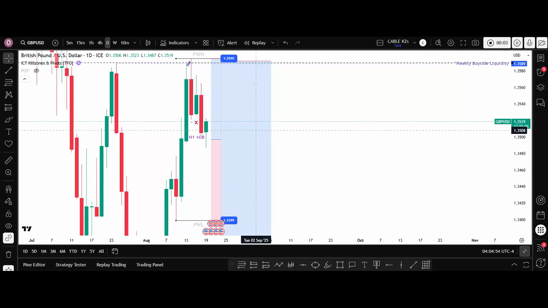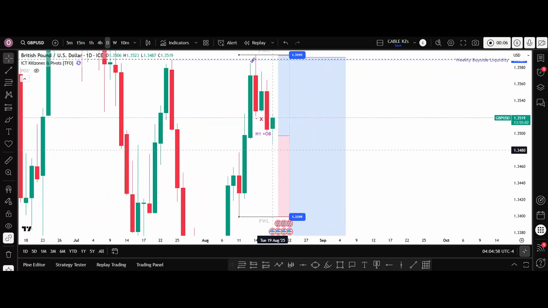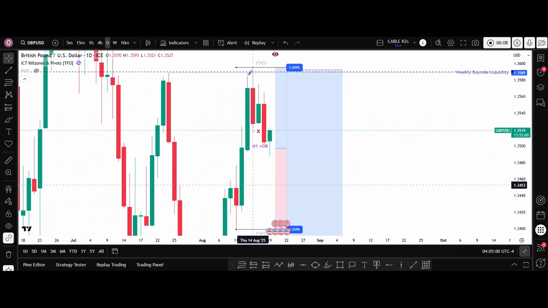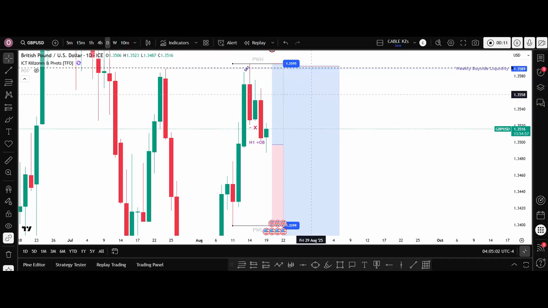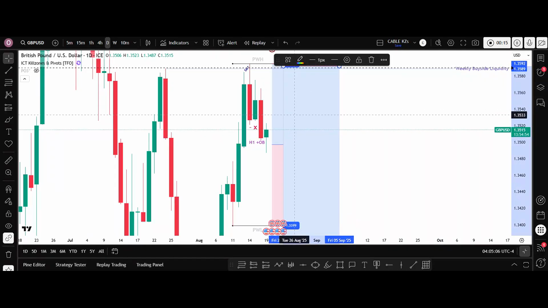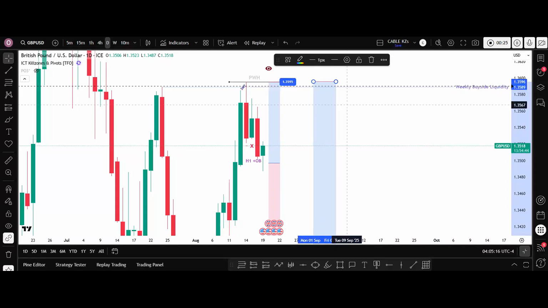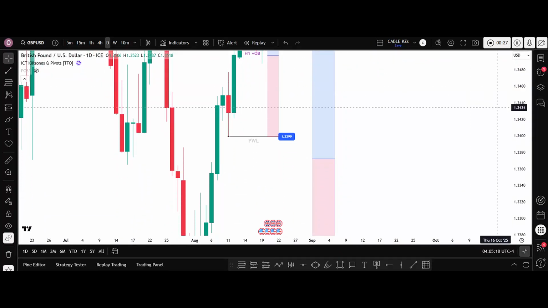So I'm looking at GU. Let me show you a couple of things. If we draw a premium to discount from the previous week's high to the previous week's low, we can see some telltales from price.